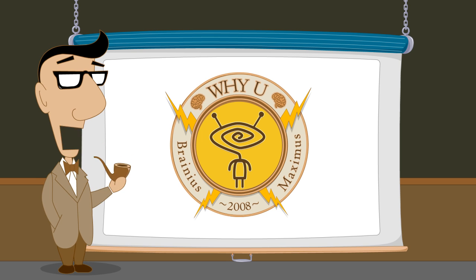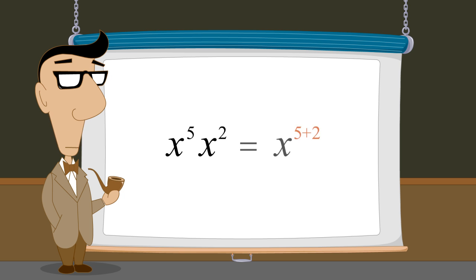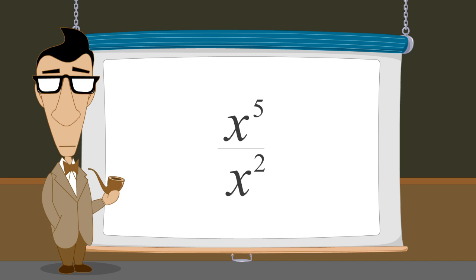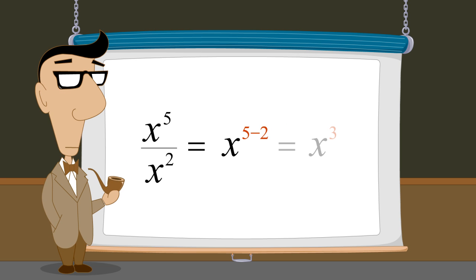In the previous chapters, we saw how to simplify expressions with multiplied exponential terms by adding the exponents of terms with like bases, and how to simplify terms with divided exponential terms by subtracting the exponents of terms with like bases.